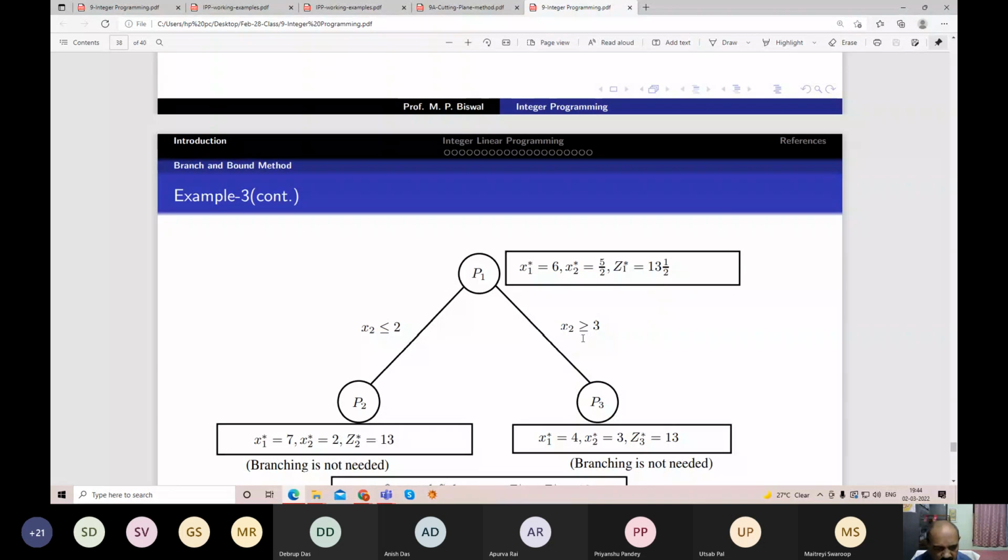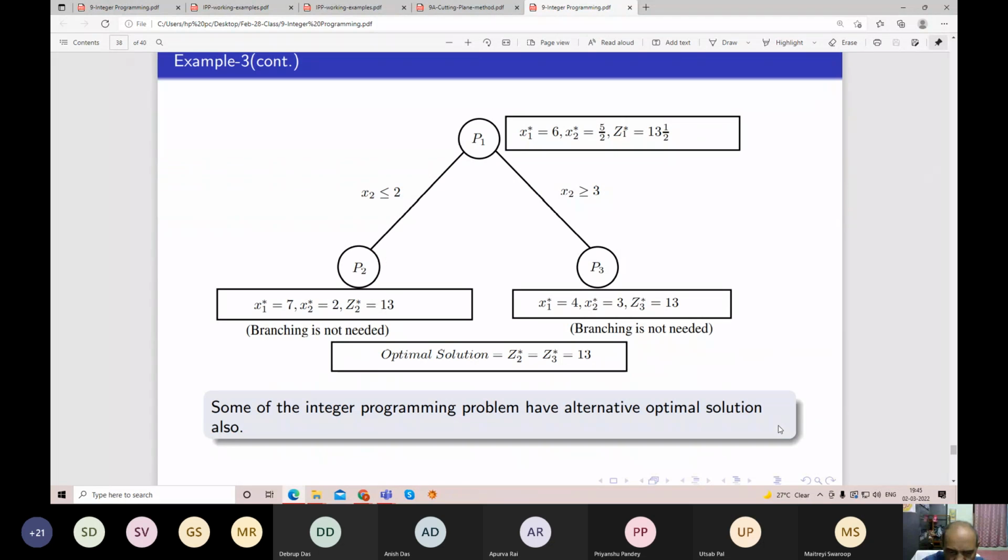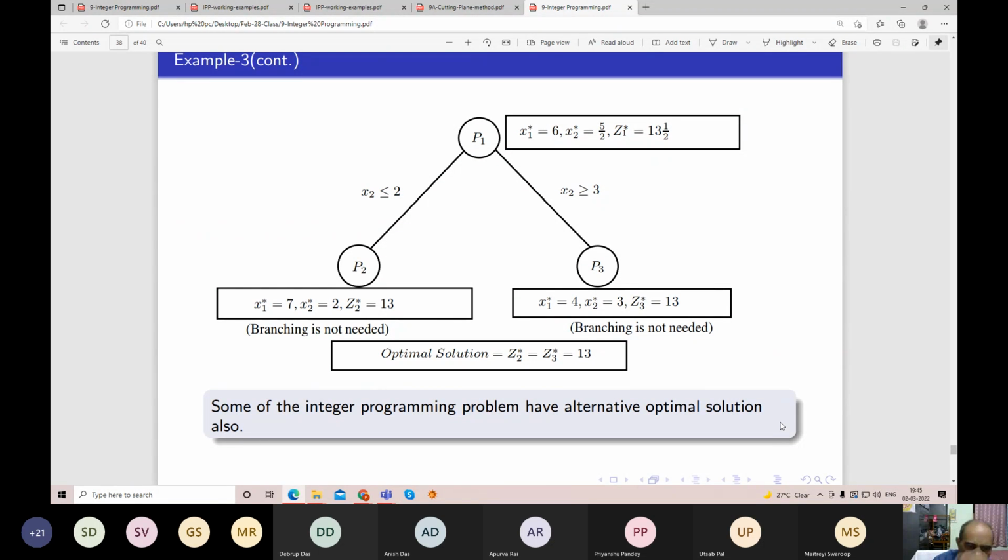If you put it in this manner, we got a solution: x1 equal to 7, x2 equal to 2, and z equal to 13. And if you impose this constraint, we get x1 equal to 4 and x2 equal to 3, z3 equal to 13. What is your conclusion? Both sides 13. Infinite number of optimal solutions.